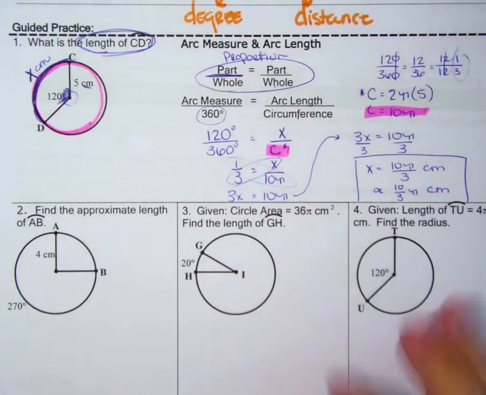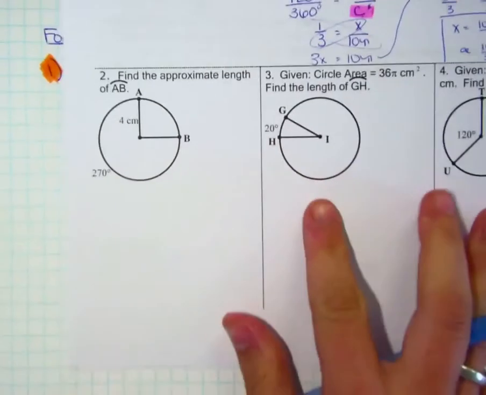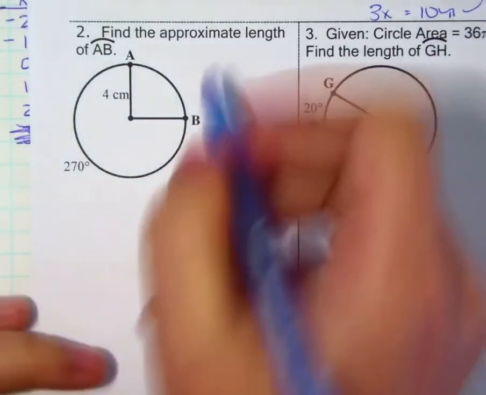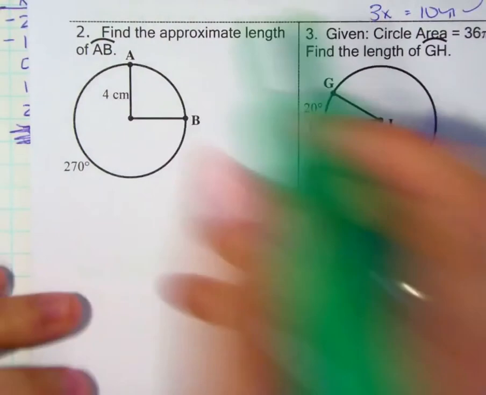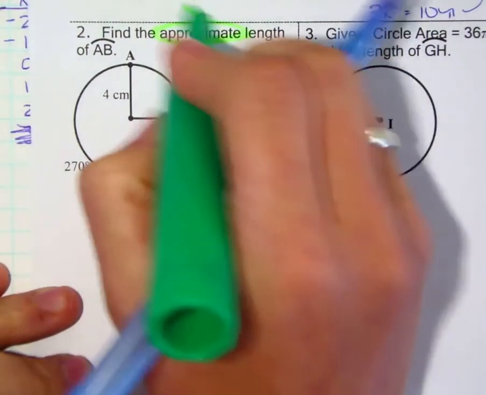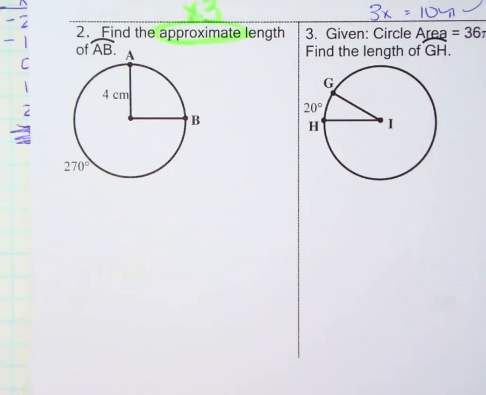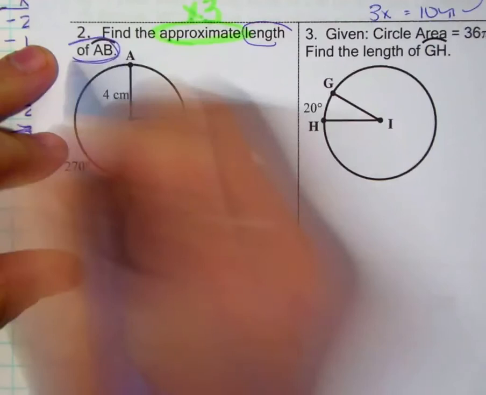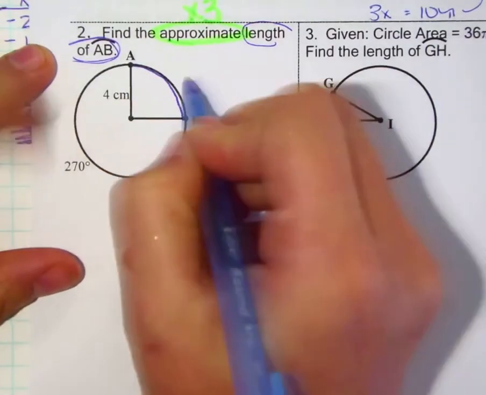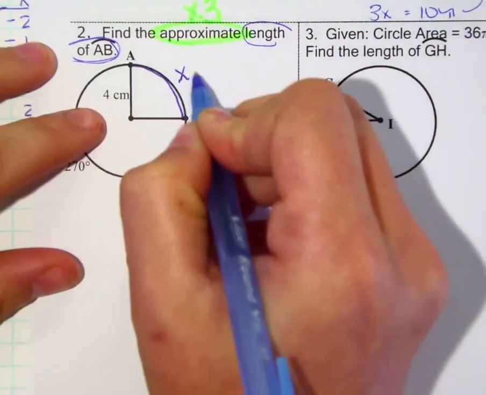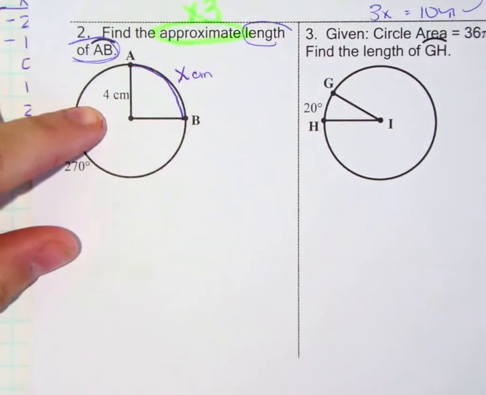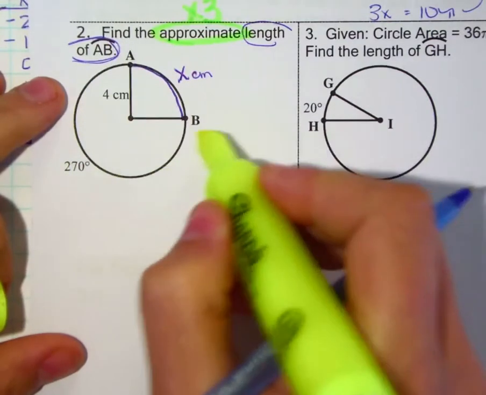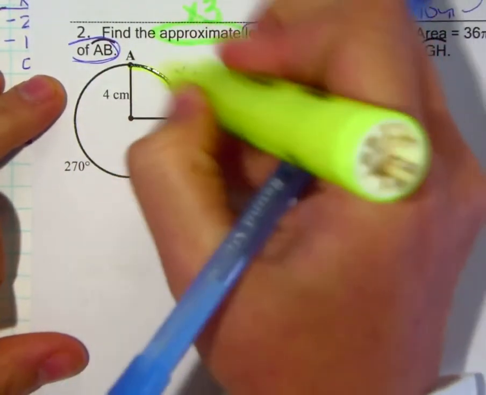We'll do this again. Let me zoom in. All right, so number 2. We want to find the approximate length of AB. Remember that approximate means that we're going to multiply it by 3 at the end, right? Because we don't want the pi in it. So we want the length of AB, which is x. We're doing centimeters again. That's what we're solving for. Okay, and what we know is this whole thing is 270, but we need the angle measurement of this one.